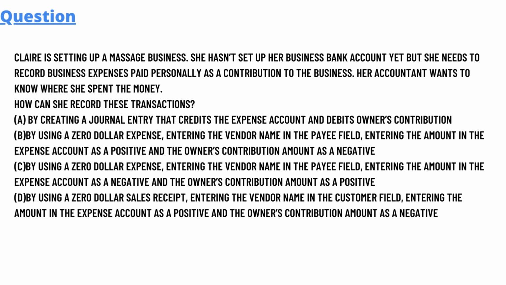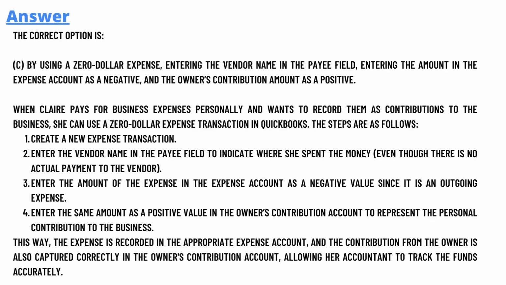We have some options here. By creating a journal entry that credits the expenses account and debits the owner contribution. By using a $0 expense, entering the vendor name in the payee field, entering the amount in the expense account as a positive and owner's contribution as a negative. By using a $0 expense, entering the vendor name in the payee field, entering the amount in the expense account as negative and owner contribution as a positive. And by using a $0 receipt, entering the vendor's name in the customer field, entering the amount in expense as positive and owner contribution as a negative.